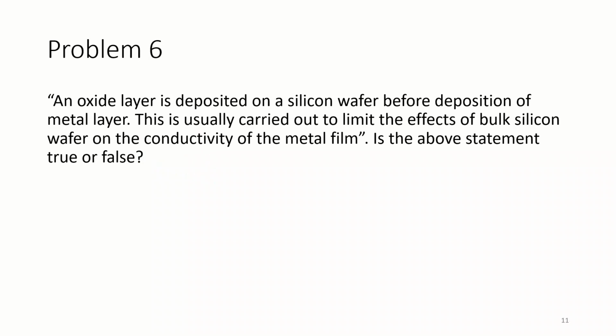So this is the next question. An oxide layer is deposited on a silicon wafer before deposition of a metal layer. This is usually carried out to limit the effects of the bulk silicon wafer on the conductivity of the metal film. Is the above statement true or false?